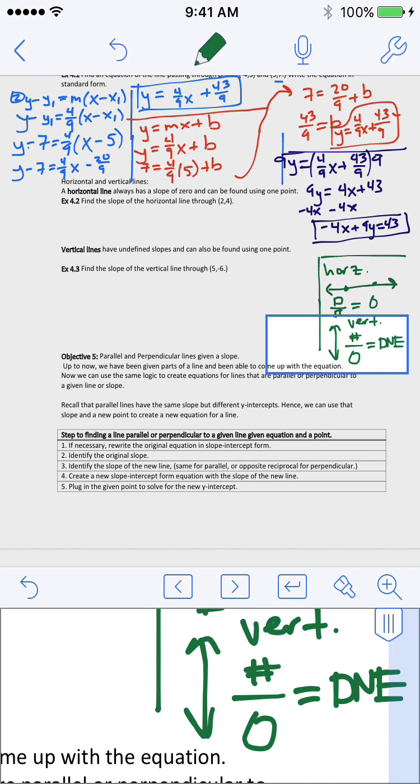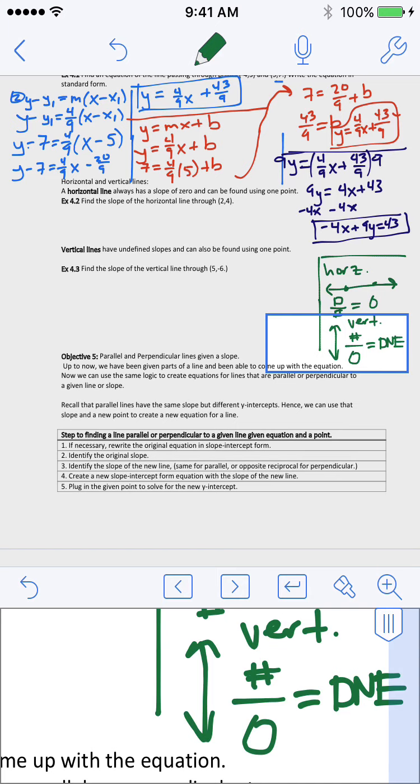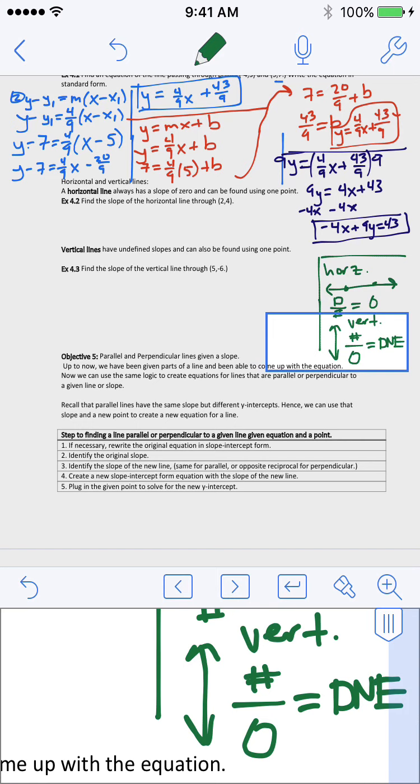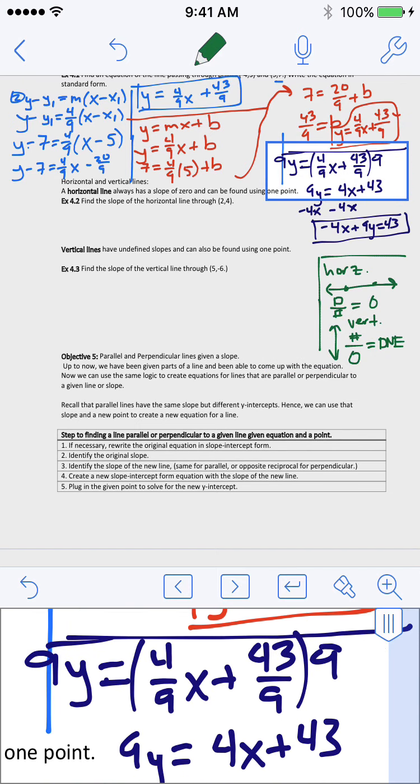Alright, cool. That should have been review. Now, just because the vertical slope does not exist, it doesn't mean that the vertical line does not exist, right? And it's pretty obvious because the vertical line's right there on the page. I just drew one. Definitely exists. So it must mean that it has an equation. It just means that it probably doesn't have an equation that looks like our other ones, right?